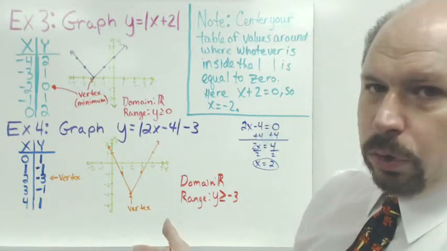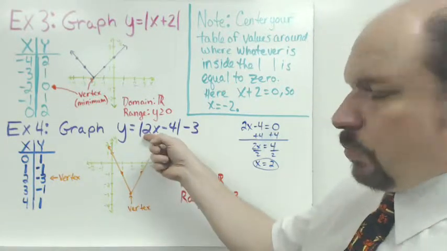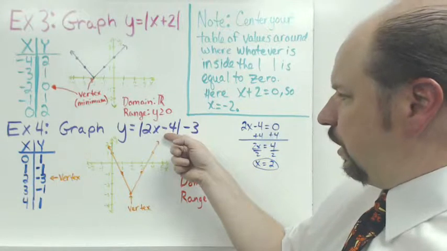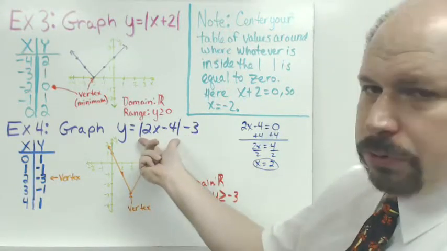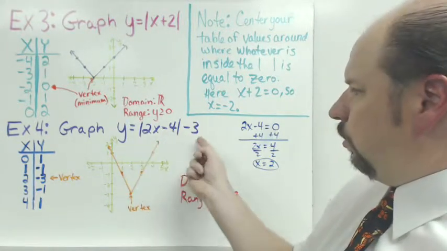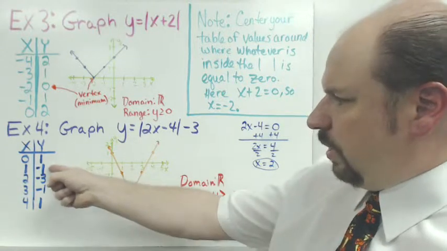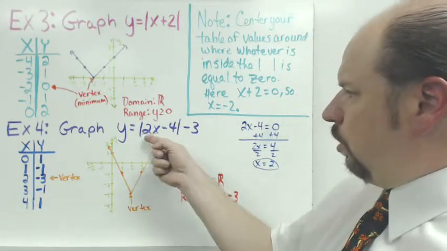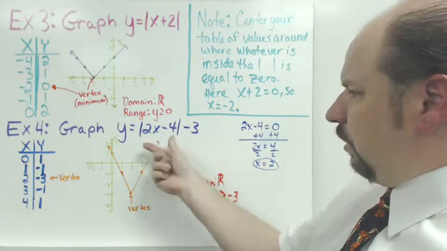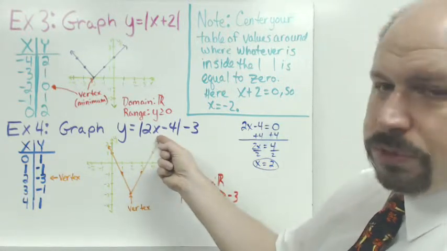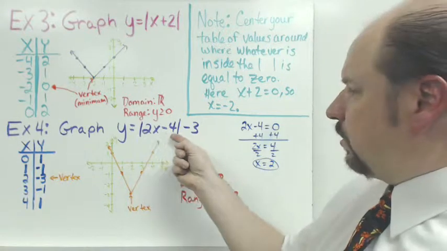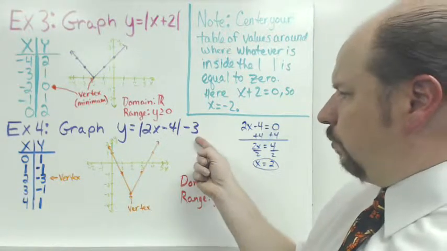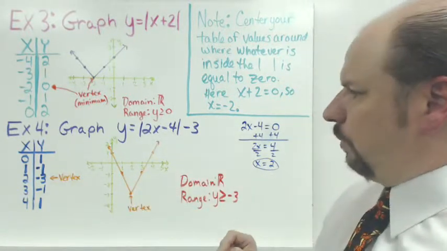Okay, when we put in 1 for x, 2 times 1 is 2, minus 4 is -2, but take the absolute value is positive 2 minus 3 is negative 1. Okay, when we put in 2, well, we kind of already talked about that here. That's going to make this 0. 2 times 2 is 4, minus 4 is 0, minus 3 is negative 3.